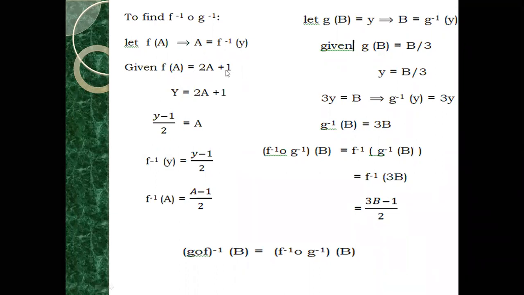Given f(a) is equal to 2a + 1, we replace the f(a) value, that is y, so y is equal to 2a + 1. From this relation we write the a value: a is equal to (y − 1)/2. Here the a value is equal to f⁻¹(y), so f⁻¹(y) is equal to (y − 1)/2. Now we replace the variable y by b.